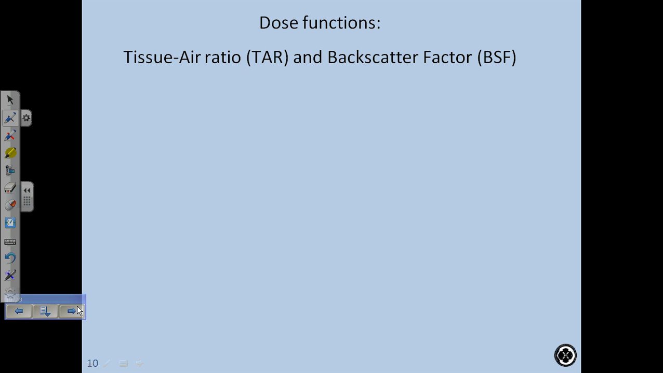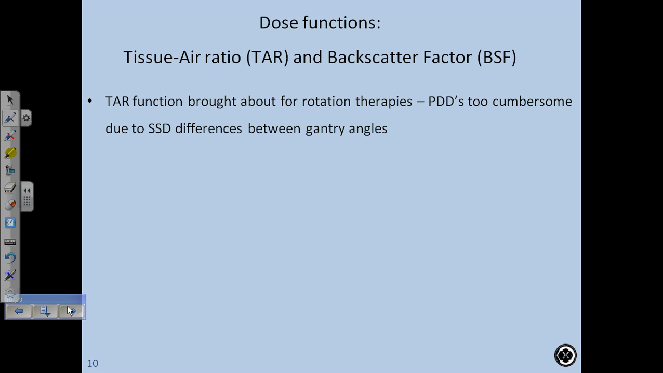So let's move on to more dose functions: TAR and backscatter factor. These are functions that you need to know about. People don't use them that often these days, but you need to know about them. The TAR function was brought about for rotational therapies. TAR is an SAD function. PDDs became too cumbersome because of the reasons I just described, due to SSD differences between gantry angles.